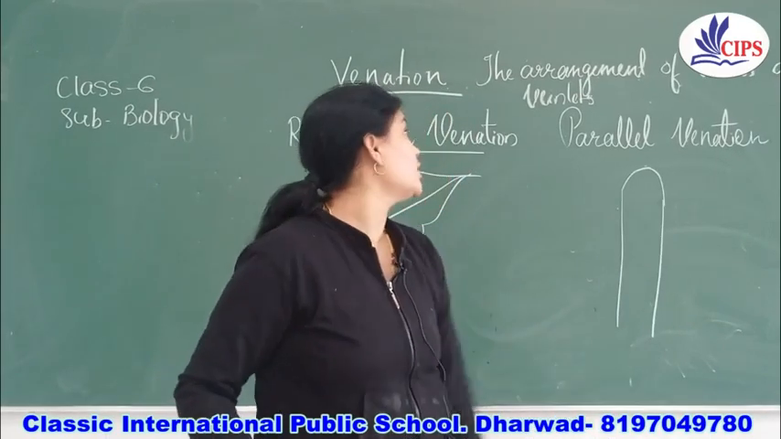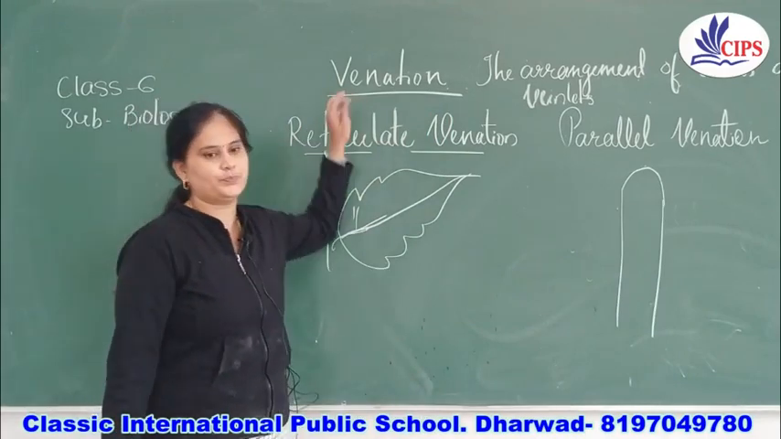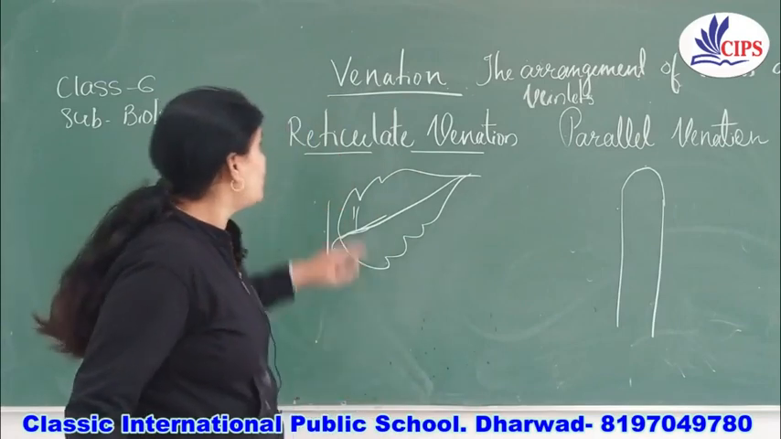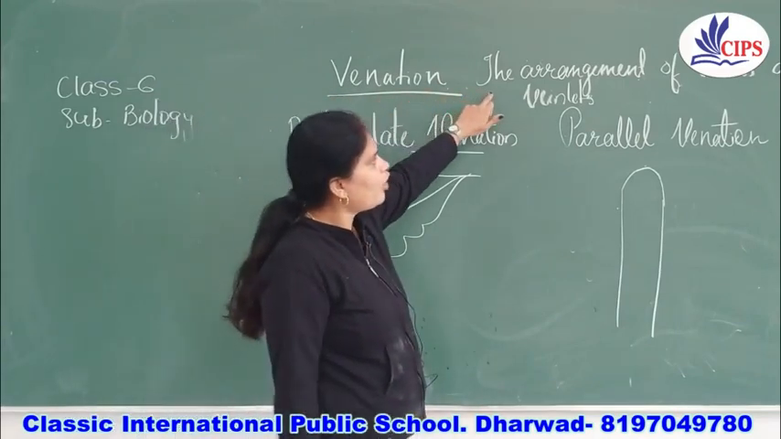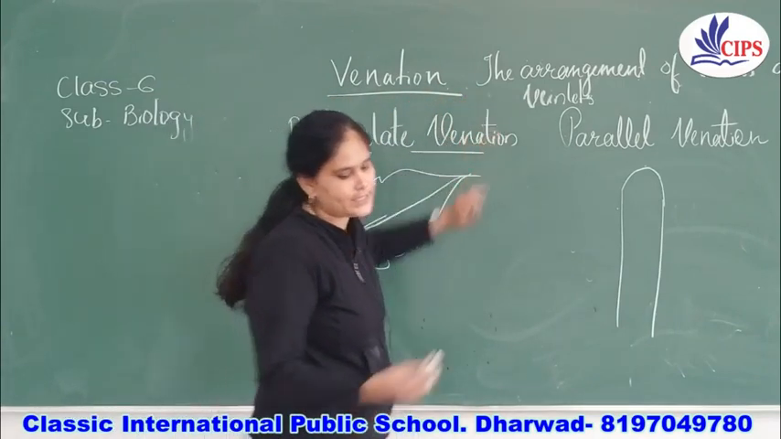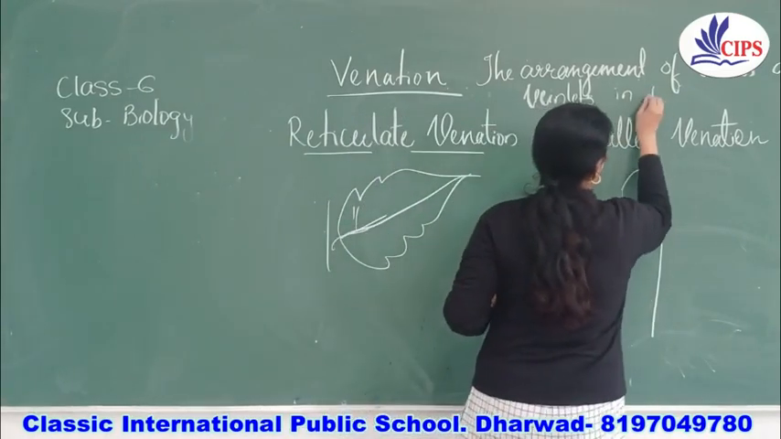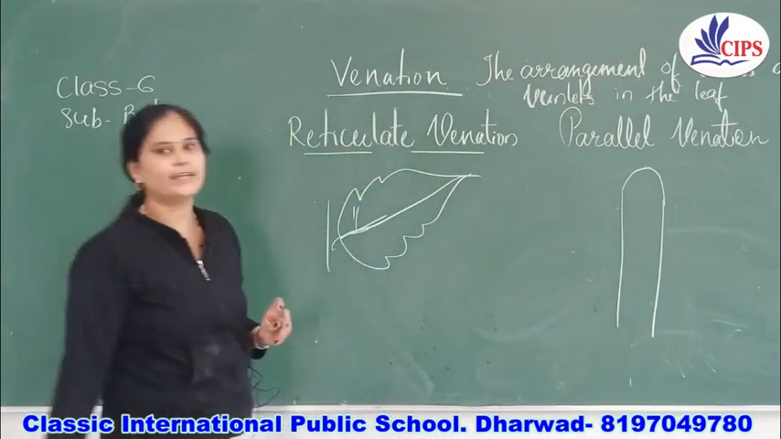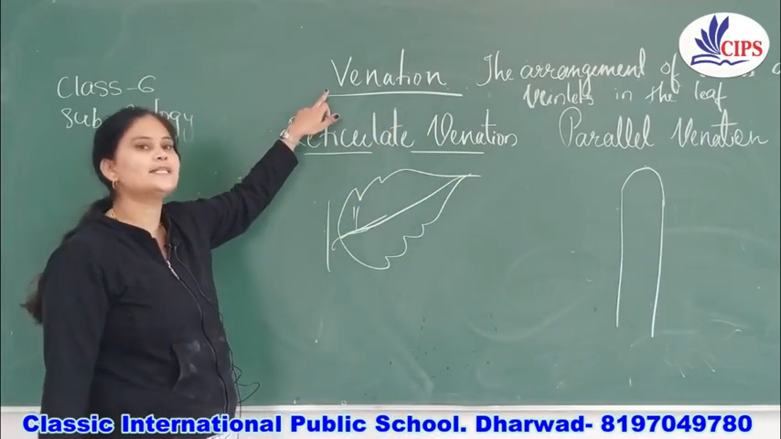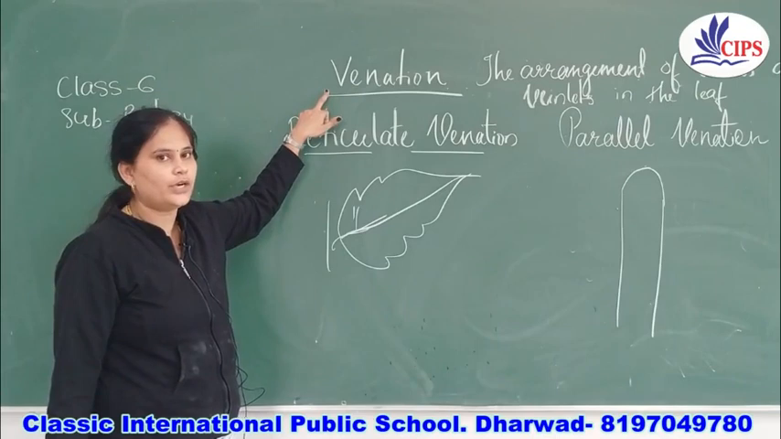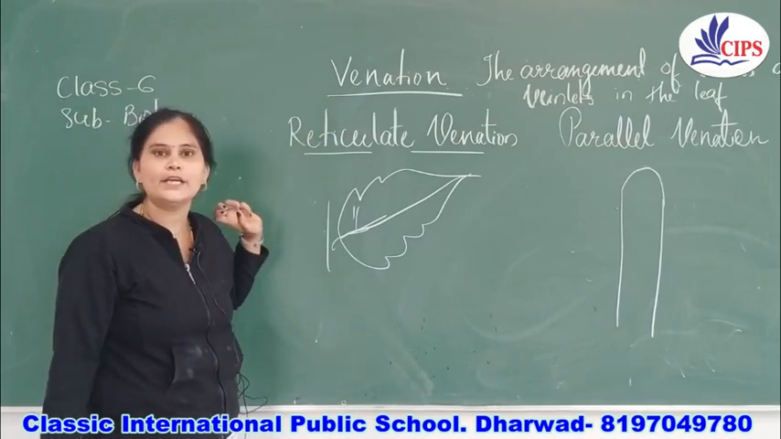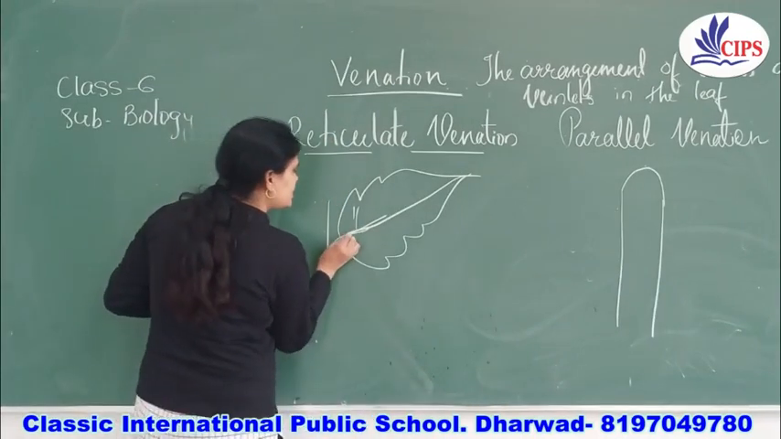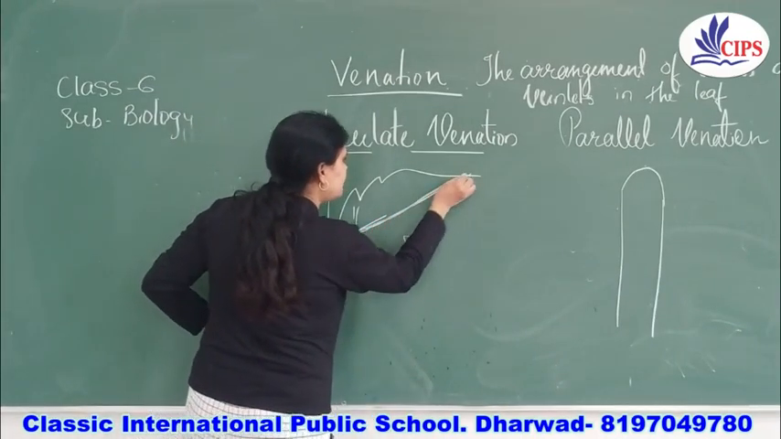Now, next we are going to study venation. So what do you mean by venation? Venation is the arrangement of the veins and veinlets in the leaf. So already you know what we mean by veins. So tell me, what is this? This is the midrib.